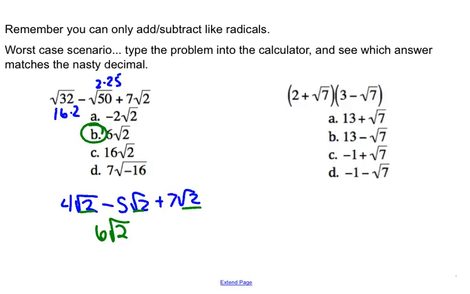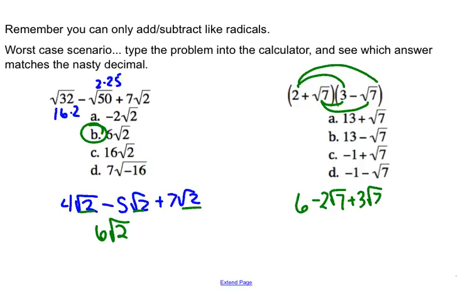Next one, if you set this up, what you want to do is you want to FOIL. So we're going to multiply the 2 by the 3 and the negative root 7. We get 2 times 3 is 6. 2 times negative root 7 is negative 2 root 7. Then 7 times root 3 is just plus 3 root 7.